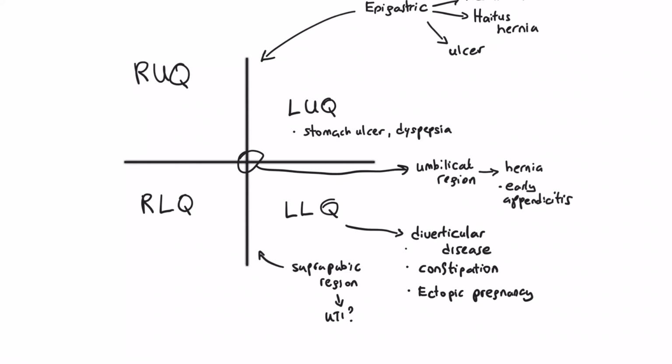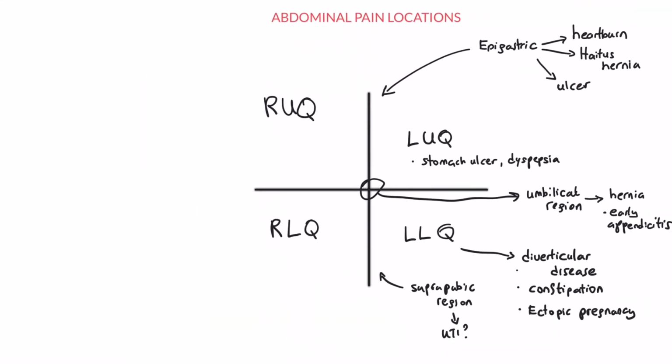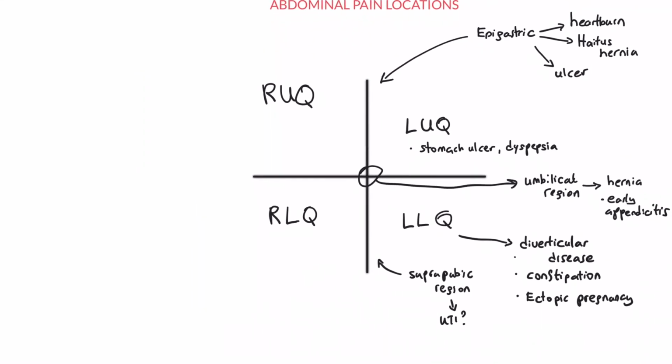Yep. Now let's go to the other side, starting from the right lower quadrant. The things you should be aware of specifically for the right lower quadrant is obviously your appendicitis, again constipation, very common.